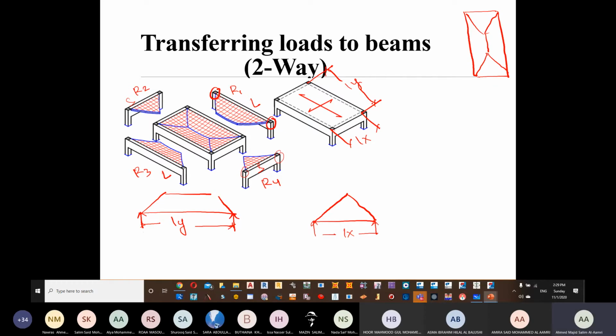Now, what I need to know is how much is the intensity here. What are these intensities? For me to understand the intensities, I need to go and understand once again. So here we have, this is my slab, where this is my Lx and this is represented by my Ly.